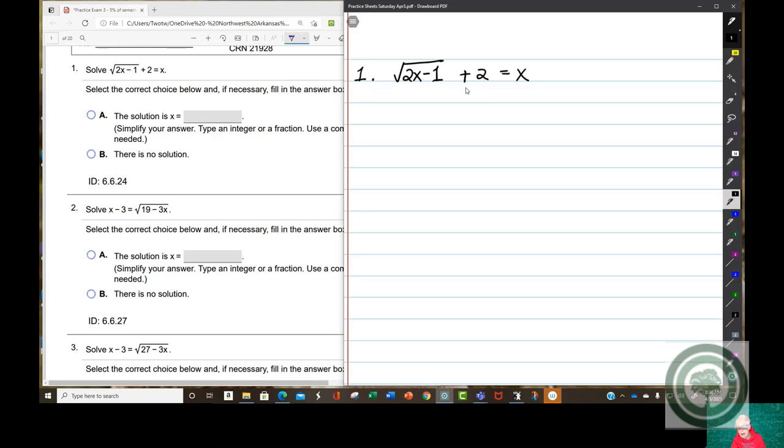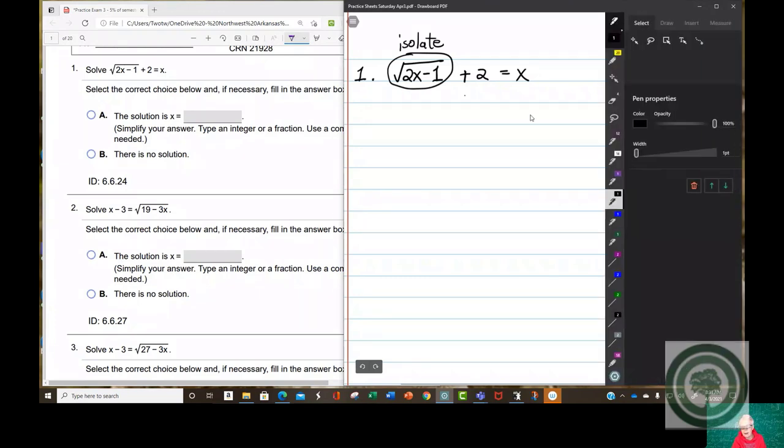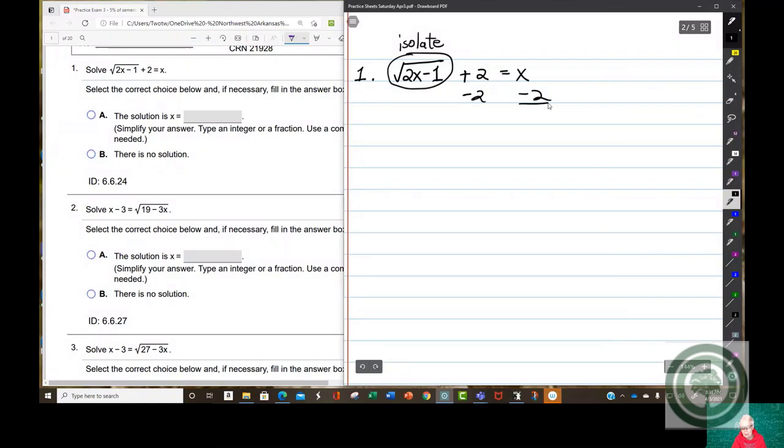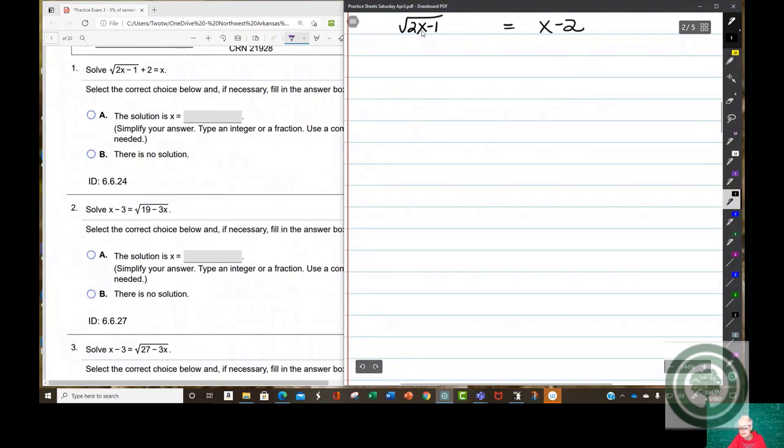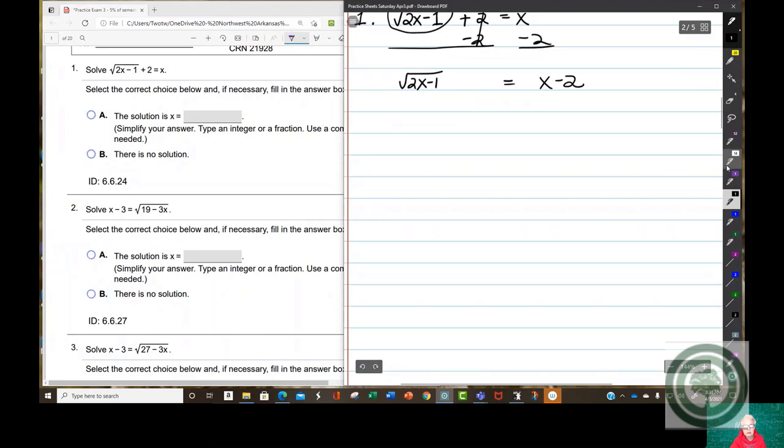Okay, step one, I have to isolate the radical term. That means since that's a plus 2, no, I didn't do it. All right, I wanted to. There, I'm gonna have to have the square root of 2x minus 1 equals x minus 2. And then because I can't solve this until I blow up the jail cell and let X out, I'm going to square the left and square the right.